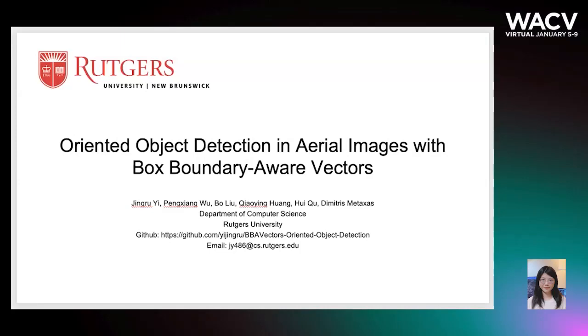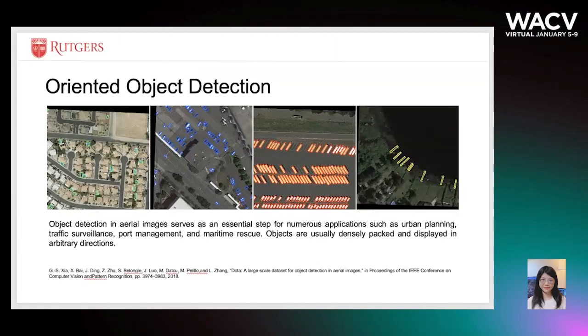Today I'm very glad to introduce my work, Oriented Object Detection in Aerial Images with Box Boundary Aware Vectors. Object detection in aerial images serves as an essential step for numerous applications, such as urban planning, traffic surveillance, port management, and maritime rescue. Objects are usually densely packed and displayed in arbitrary directions.